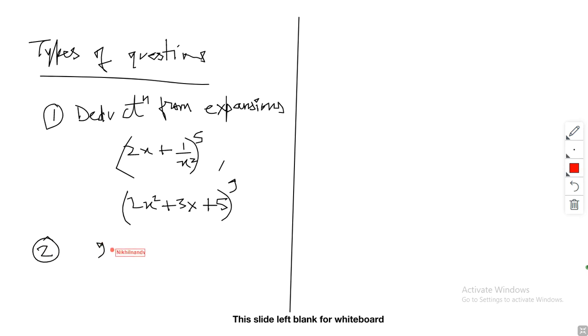The second type of question was like 96 to the power of 6. Just find out the value of this, or 104 to the power of 9. So we'll write it as 100 minus 4, or 100 plus 4, something like that. The third type of question was divisibility, like 8 to the power n. Let's see that.